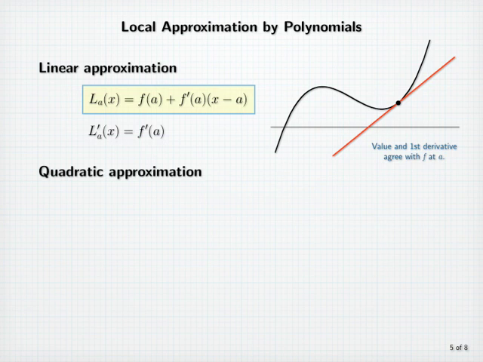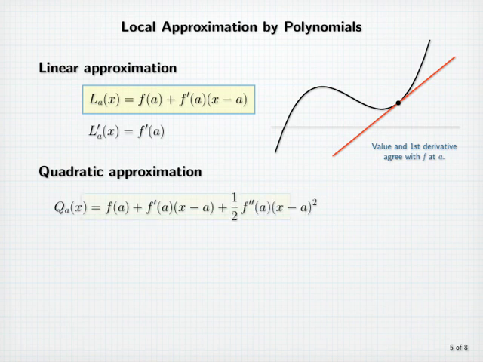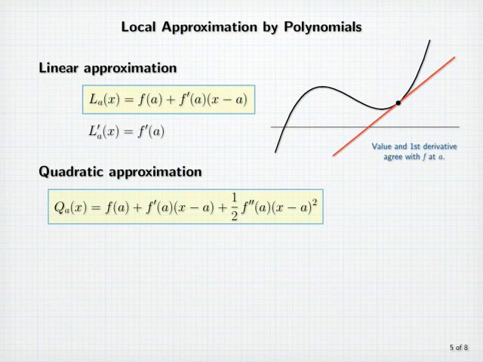Now, quadratic approximation. We define q sub a of x to be f of a plus f prime of a times x minus a, which is just the linear approximation at a, plus a quadratic term 1/2 f double prime of a times x minus a squared. Now let's look at the derivatives of this function. Q prime of a of x is equal to the derivative of f of a, which is 0, plus the derivative of f prime of a times x minus a, which is the constant f prime of a, plus the derivative of the quadratic term, which by the power rule will be f double prime of a times x minus a to the first power.